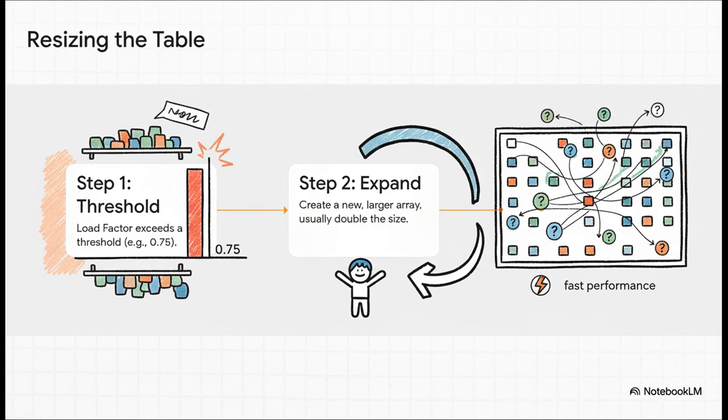Simple. We get a bigger shelf. Once the load factor hits a certain point, a common number is around 75%, we trigger a resize. We create a brand new, much larger array, usually double the size, and then we have to painstakingly go through every single item from the old shelf and rehash it to find its new correct spot on the bigger shelf. Yeah, it's a costly operation, but it's what keeps our average performance lightning fast.